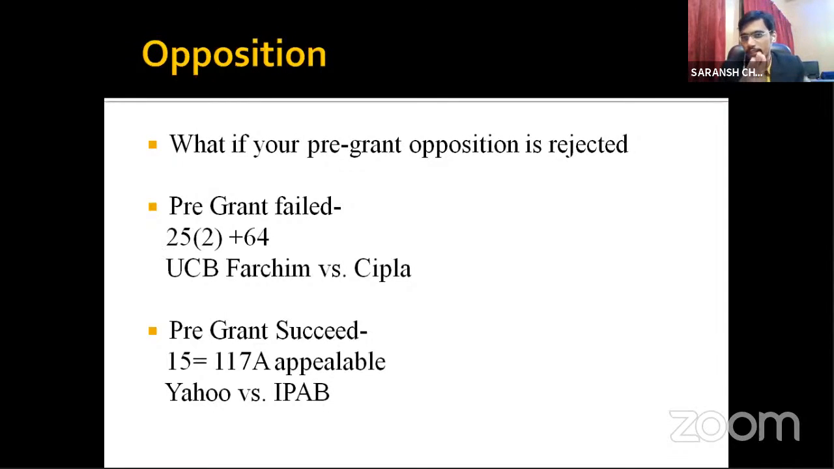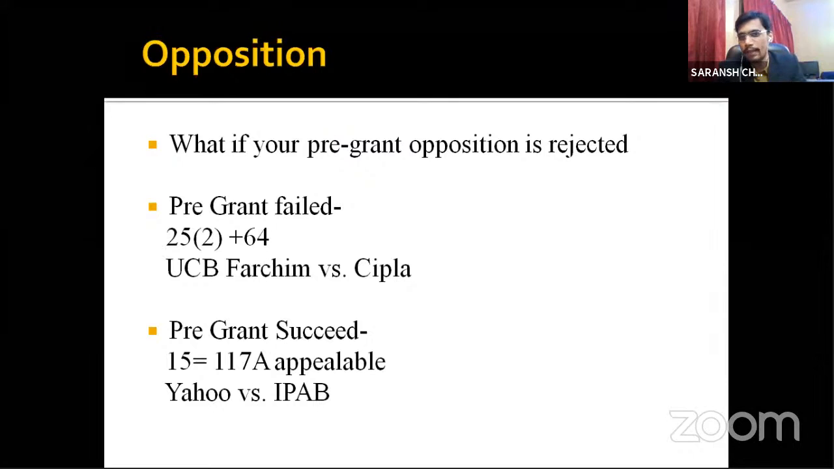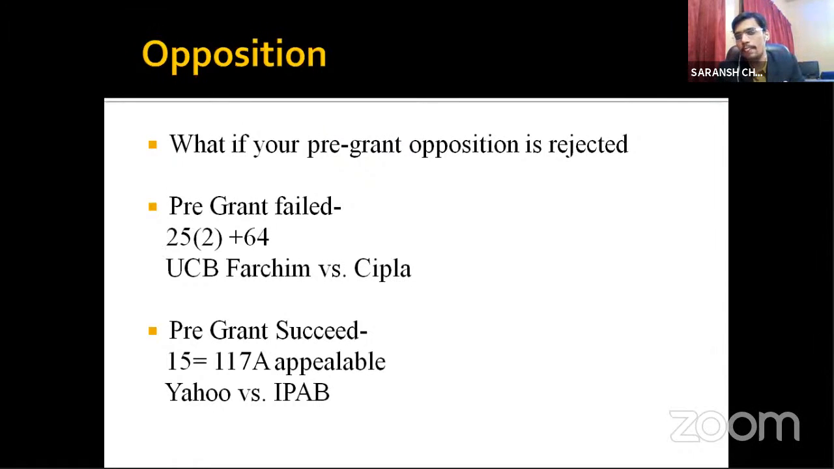In UCB versus and in a couple of more cases, as a pre-grant opponent, you don't get a remedy instantly. You have to wait. If you lose the pre-grant opposition and the patent applicant won, either you have to wait and let the grant of patent be done and then go to the post-grant opposition, or you go for a revocation of patent under section 64. So they don't have any instant remedy. If it is decided in favor of the applicant, the person who filed the pre-grant opposition doesn't have any instant remedy, but he has a remedy in future. He can go for post-grant and revocation.